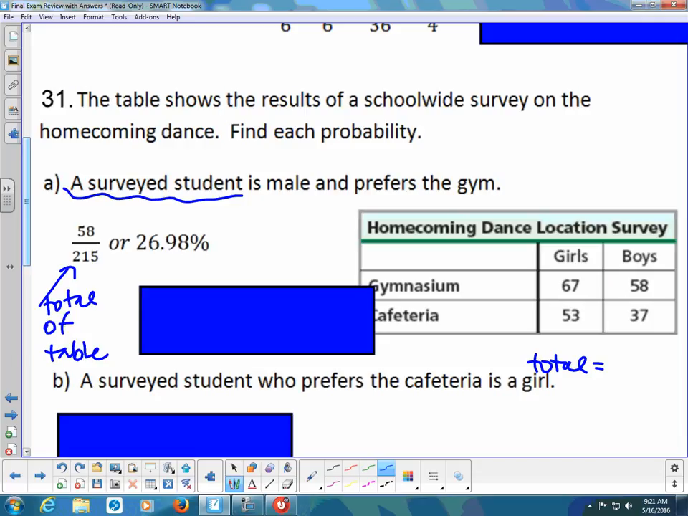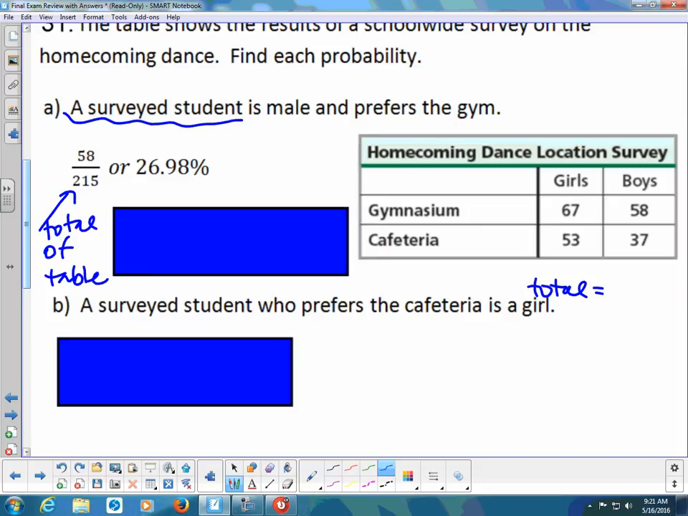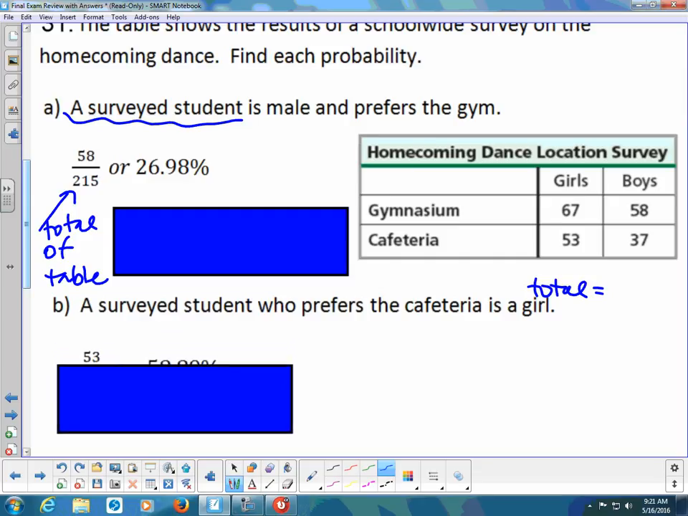Now, let's compare that to part B. Probability that a survey student who prefers the cafeteria is a girl. So I think our numerator is easier to find first. If I want a survey student who prefers the cafeteria is a girl, what's my numerator going to be then? I heard it. 53. So that's girls in the cafeteria.